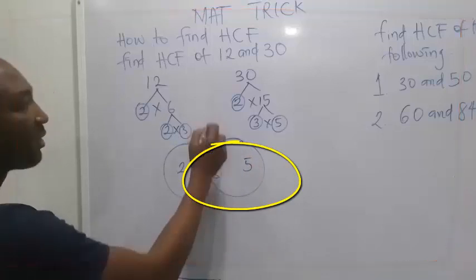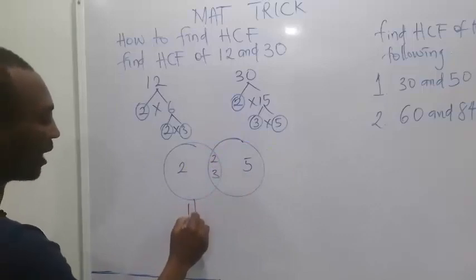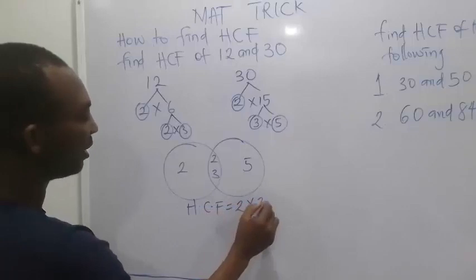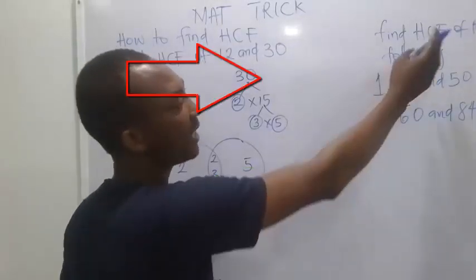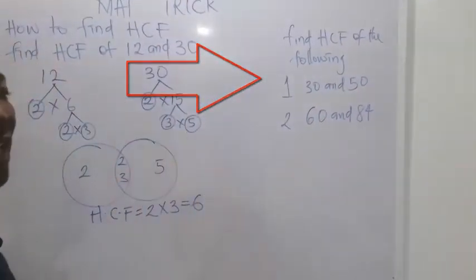So the highest common factor is the numbers in between them. So we can now say the HCF is equal to 2 multiplied by 3, which is equal to what? 6. I'm going to leave you with this exercise. Find the HCF of 30 and 50, 60 and 84 using the same trick.